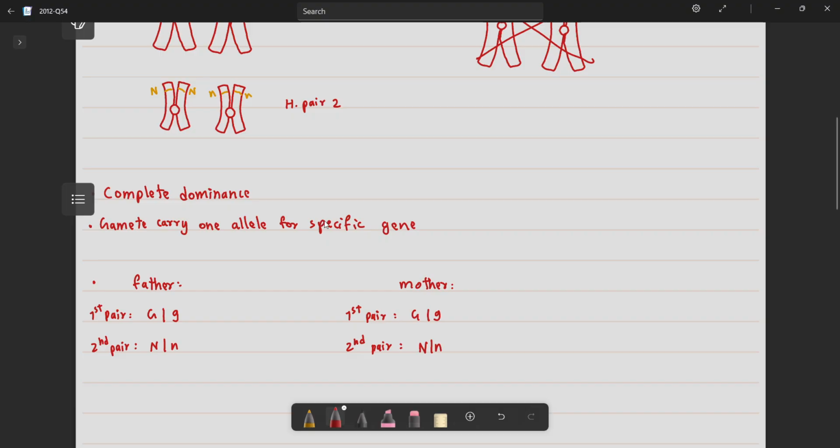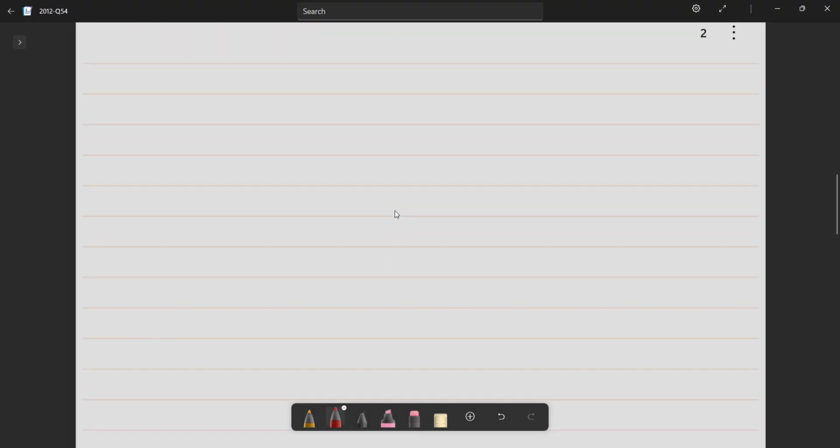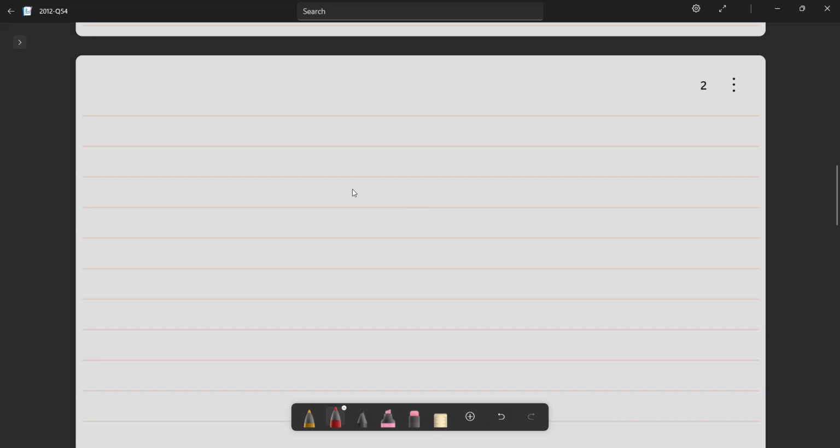Now moving forward, I'm going to draw a simple diagram of the gametes produced by each individual. This could be a father or a mother themselves. This means these are the gametes of a father and mother produced in their body that would fertilize to produce the offspring. This could be either a sperm or an egg.